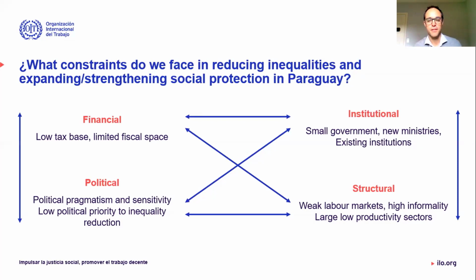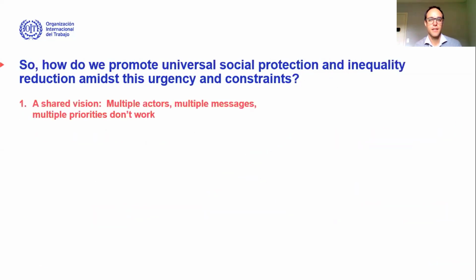So how do we work in such a context and advance social protection for inequality reduction? I think one key aspect is that there are multiple actors on the ground with multiple messages and different priorities, and that multiplicity doesn't work because, say, at the ILO we work mainly with ministries of labor. If we send one message to them and then the IMF sends another message to central banks and the World Bank another message to ministries of finance, the cacophony will not lead to a political streamlining of the priorities we want to articulate.